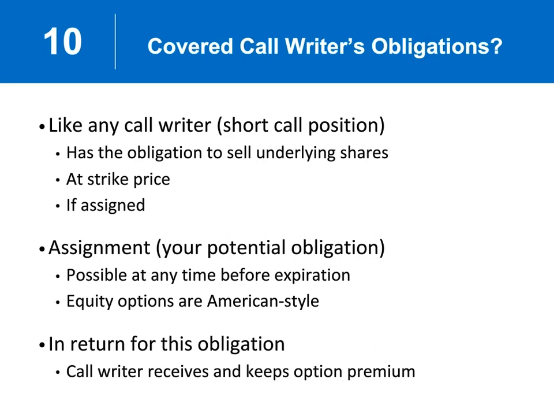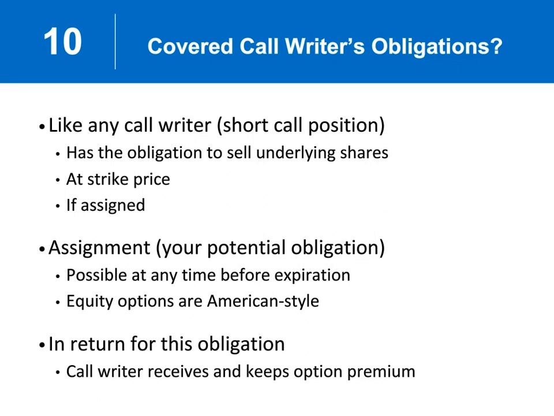Now, I think it's a little over 4,200 underlyings that are traded on the exchanges now. That's a combination of stock, indexes, and ETFs, a little over 4,200. The vast majority of them are American-style options, which means you can be assigned. You can have to deliver on your obligation at any time, from the time you sold the option until expiration.